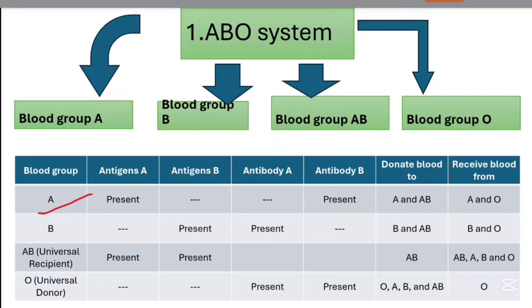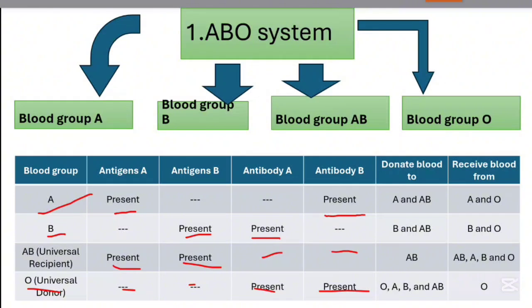Blood group A has antigen A and antibody B, and blood group B has antigen B and antibody A. Blood group AB, the universal recipient, has both the antigens, A and B, but does not have antibody A or antibody B. And blood group O, also known as universal donor, does not have antigens but has antibody A and antibody B.